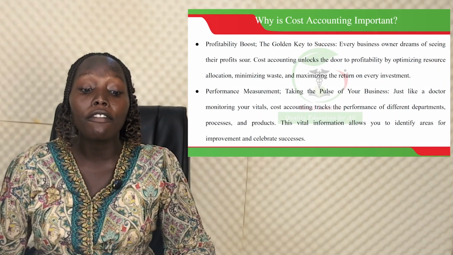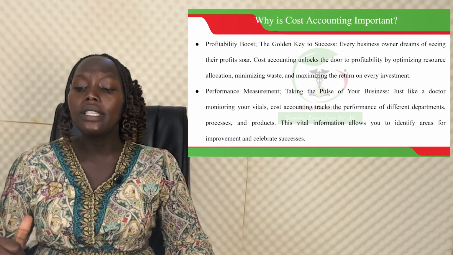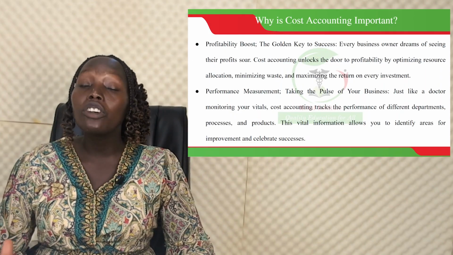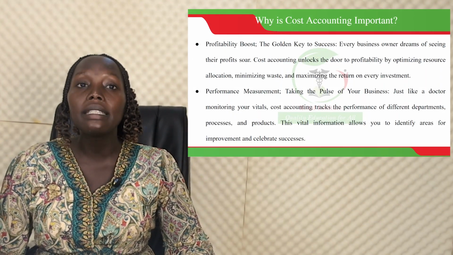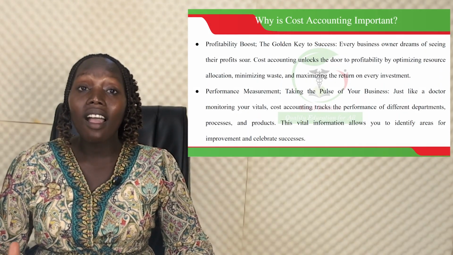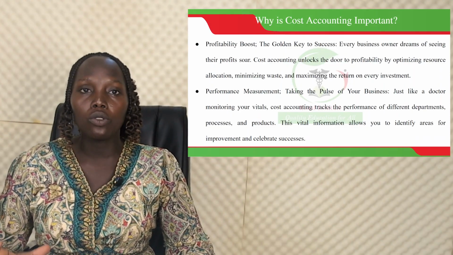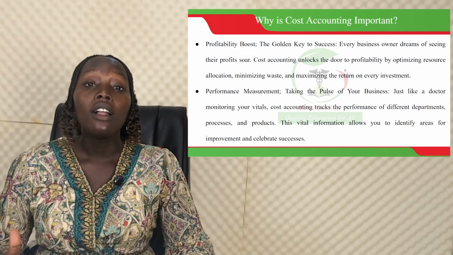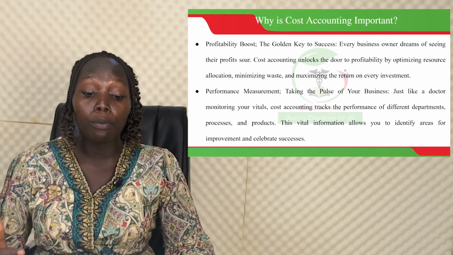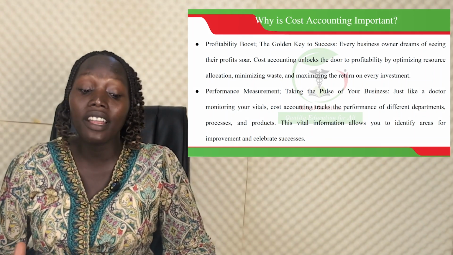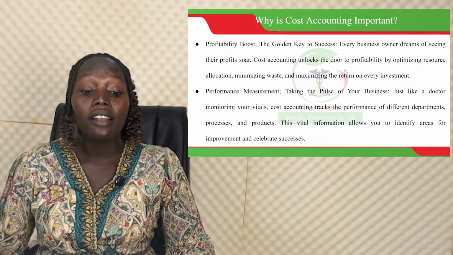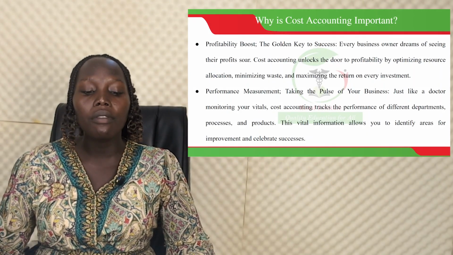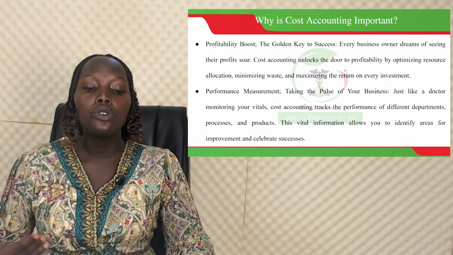And then it also helps in performance measurement. This one, the business, just like a doctor monitoring your vitals, in cost accounting, we track the performance of different departments, processes, and then the product. So in every department, you'll be able to understand how they are performing, what is the process in every process, and then also the products. You'll be able to understand the cost of a product. So this is vital information. It allows you to identify areas for improvement, and the areas where you can celebrate success. Where you're doing well, then you celebrate success. So it helps you to measure the performance.